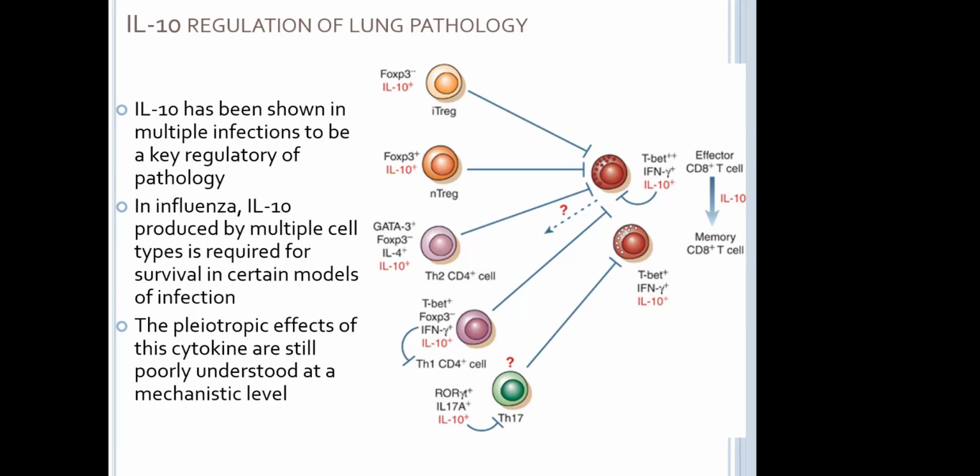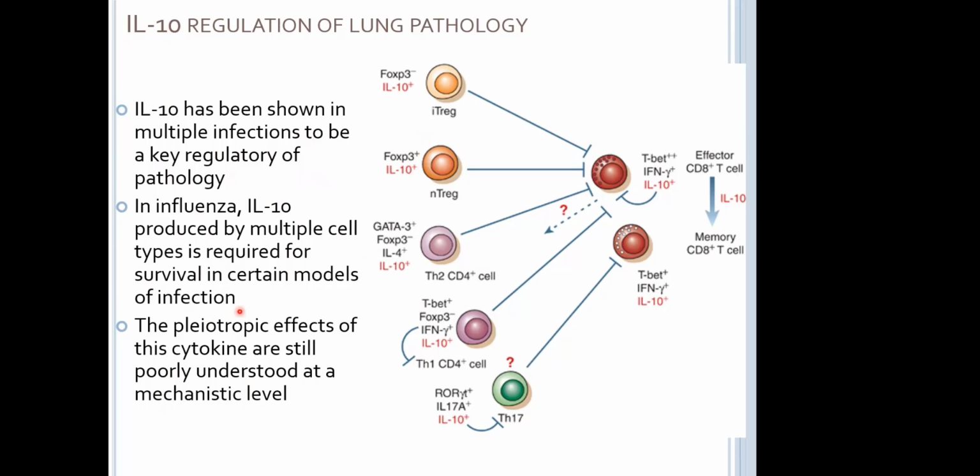And particularly you'll see this in a lot of models, and again, it's modeled because it's something we can measure easily. The main cytokine that suppresses pro-inflammatory responses is IL-10, interleukin-10. So it's a key regulator of pathology in multiple infections. In flu, for instance, IL-10 is produced by multiple cell types, and it's required for survival in certain models because you also don't want your immune response running out of control.